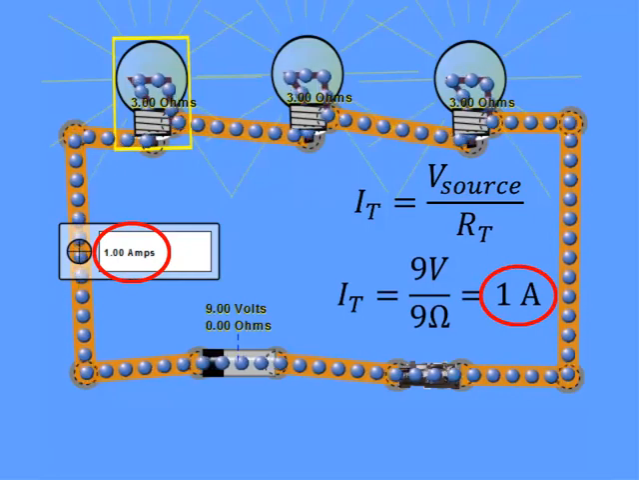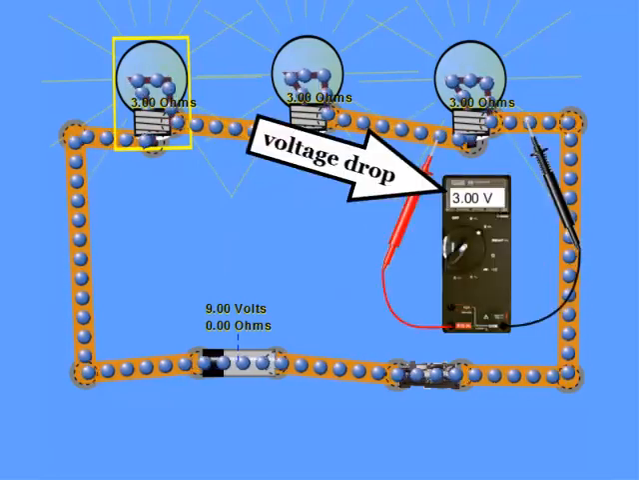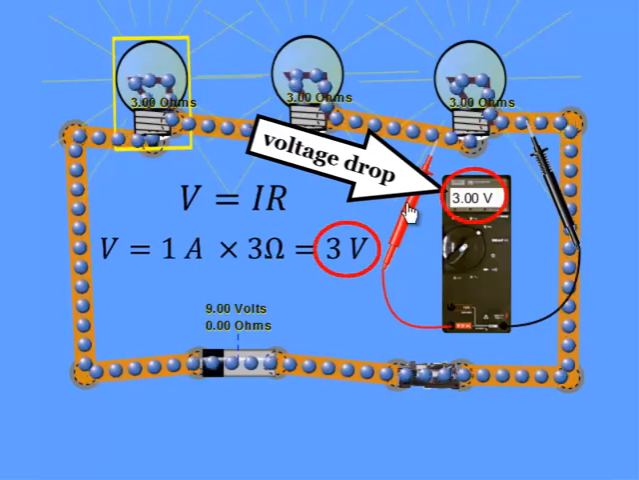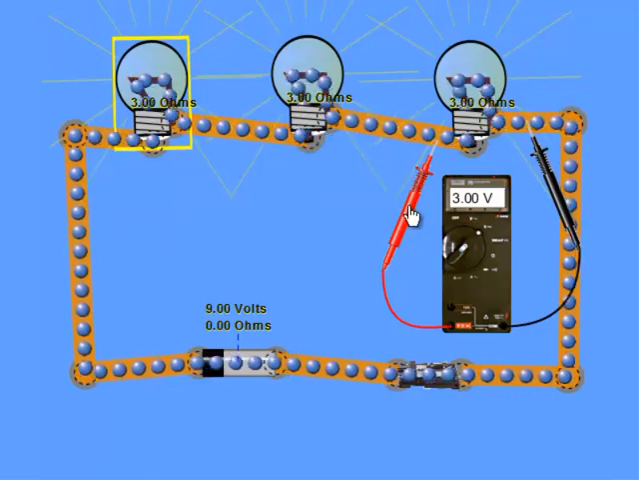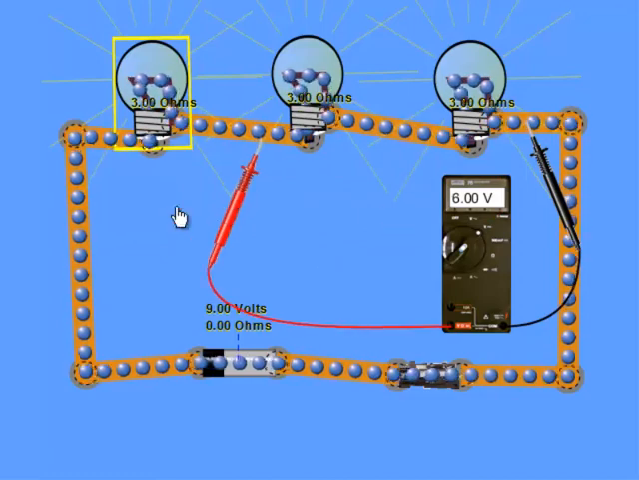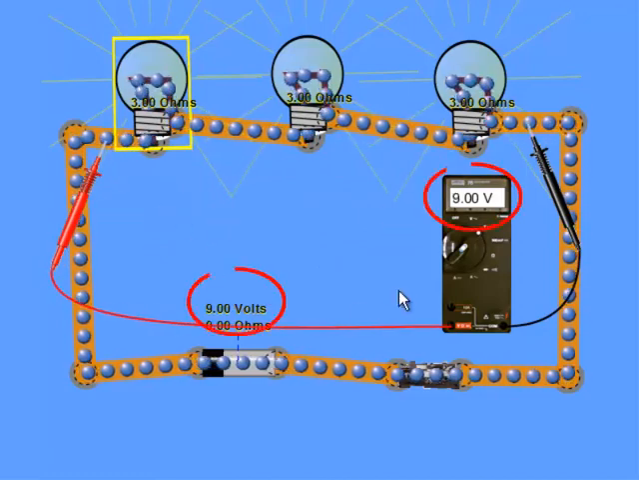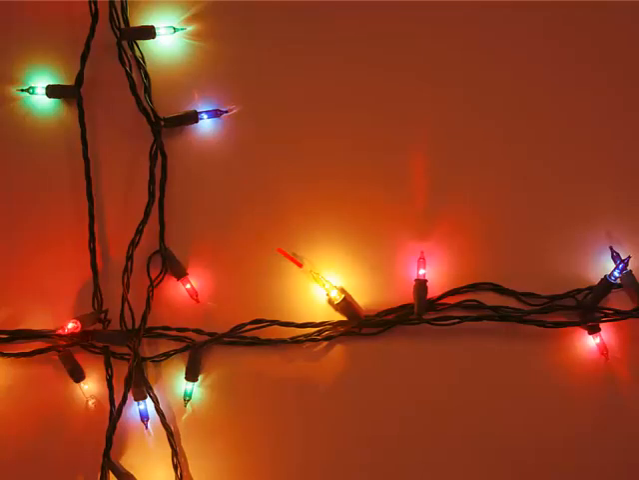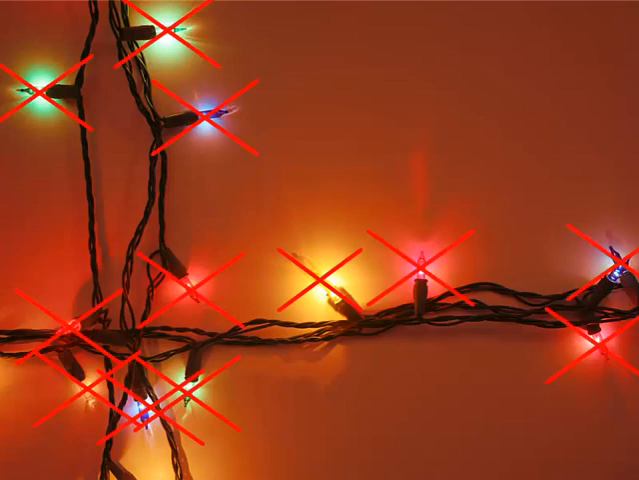This is Ohm's law. The voltage drop, or voltage difference across each device, depends directly on its resistance. The sum of the voltage drops across the individual devices is equal to the total voltage supplied by the source. The main disadvantage of a series circuit is that when one device fails, the current in the whole circuit stops.